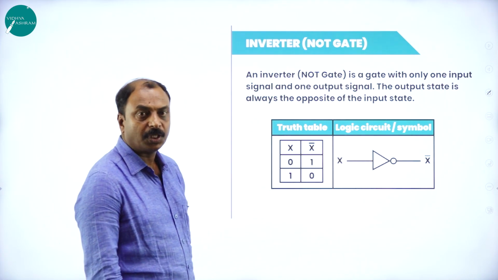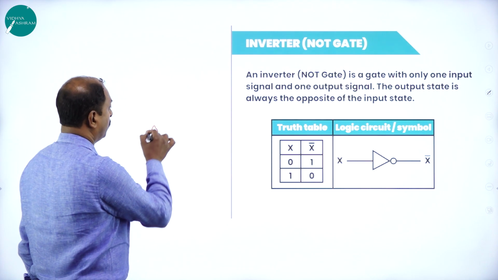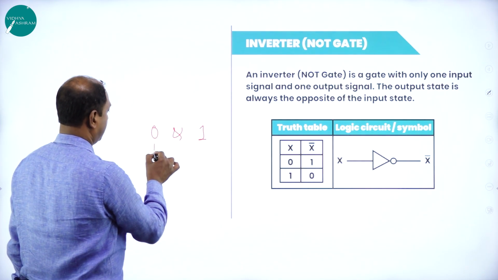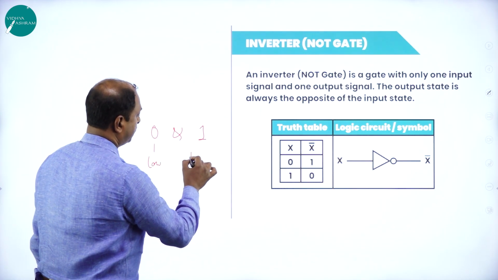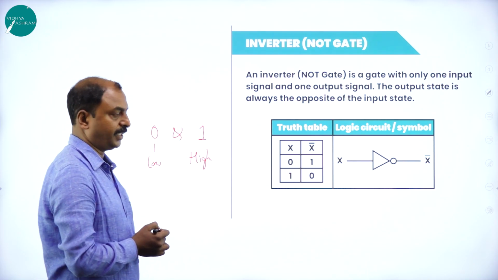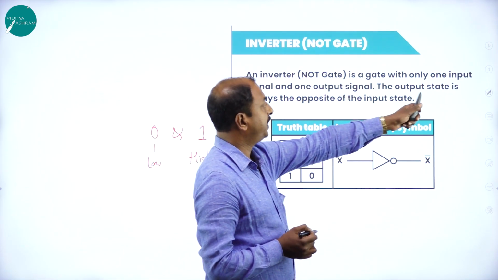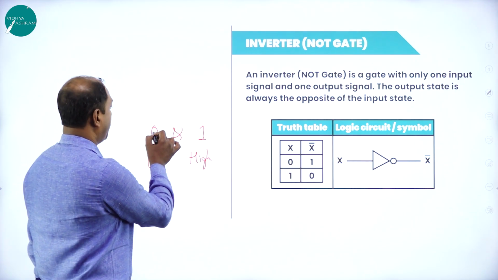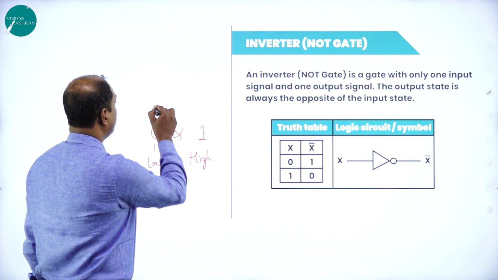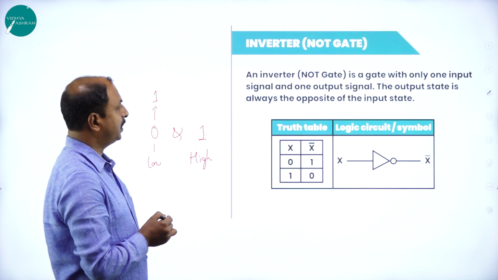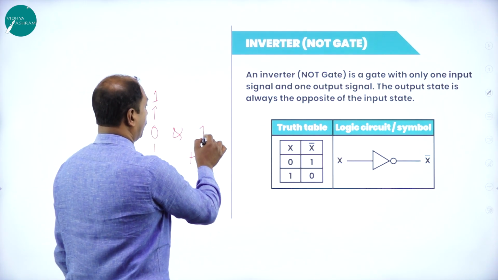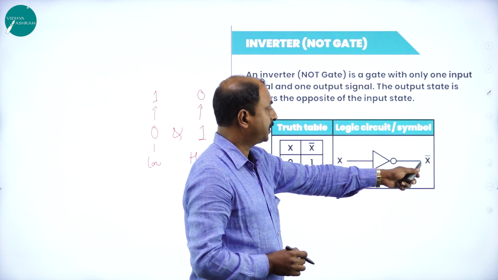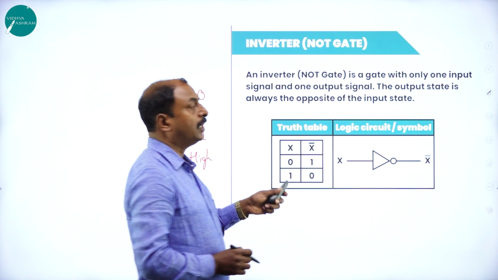Now here, as I told you just now, there are two states, that is 0 and 1. Either we refer to this as low, or this as high state. And what is the definition of this? The output state is always opposite of the input state. Suppose in this example, if input is 0, the opposite of input is 1, so this is the output. Suppose if input is 1, the opposite of input is 0, so output would be 0.